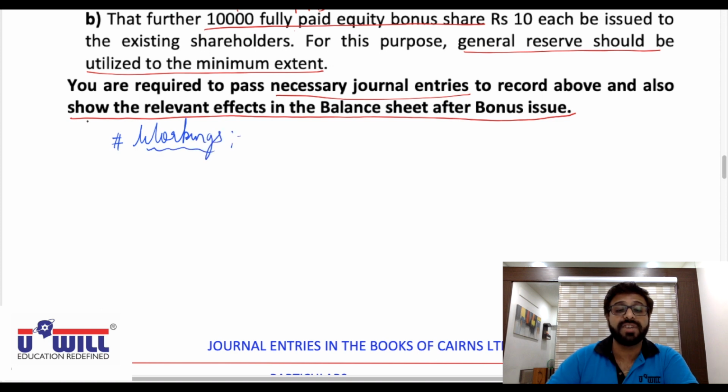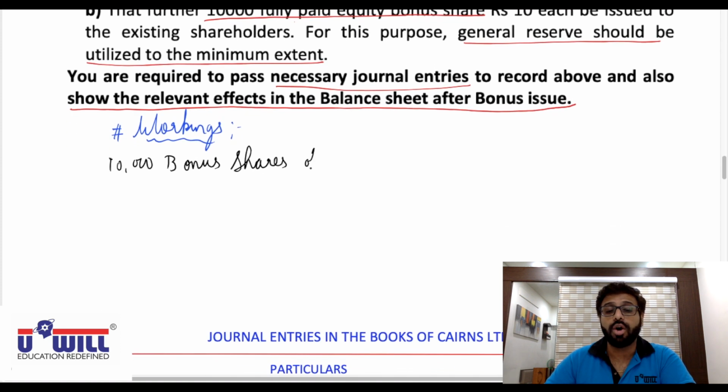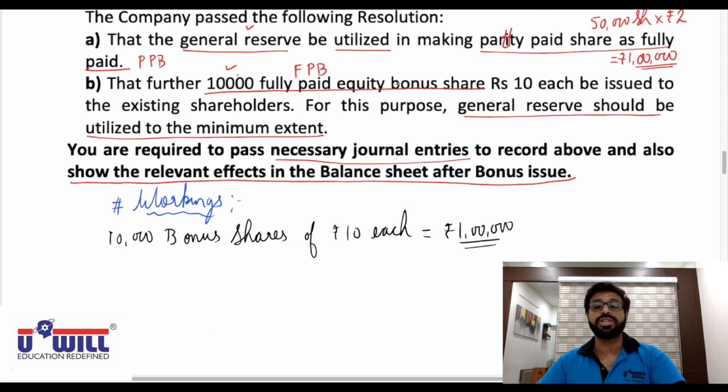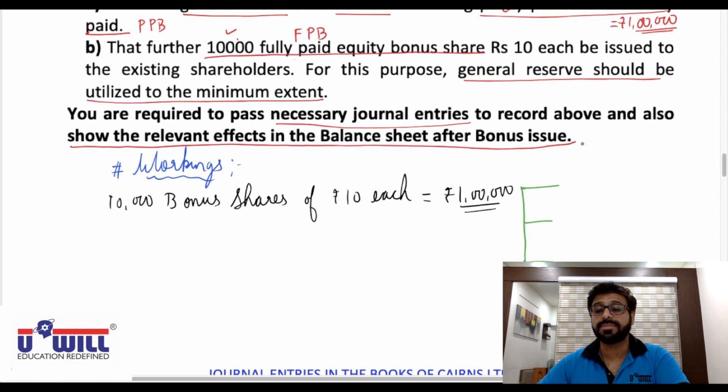So what shall be the working? First working, and only one working is there. Directly the bonus shares are given, 10,000 bonus shares. Even that calculation of bonus shares is not required. Directly it is given 10,000 bonus shares of rupees 10 each. We just have to show the utilization of reserves, that's it. So 1 lakh is the value of bonus shares. How are we going to use this 1 lakh rupees? First priority from capital redemption reserve 20,000.